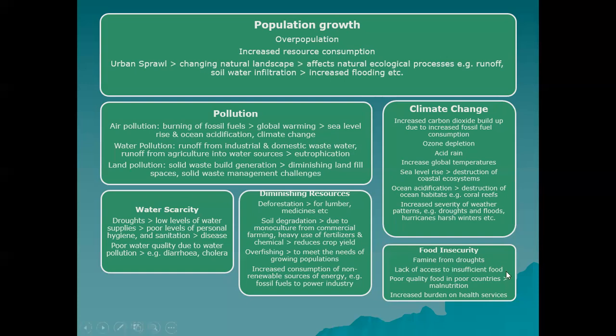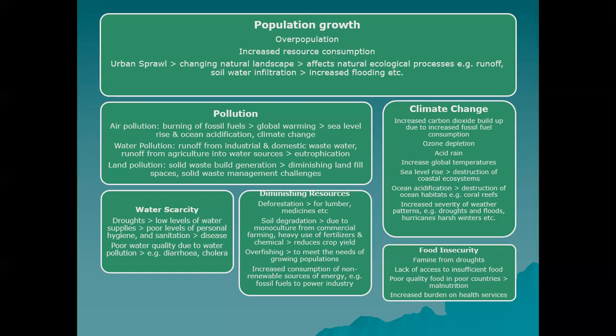And then at the bottom here, we have another problem of food insecurity. So again, some of the previous points, this issue would have come up already. So where we have famine from drought, we find there would be a lack of access to food. So there's insufficient food. Where we have insufficient food, we can also have problems with the quality of food in poor countries.